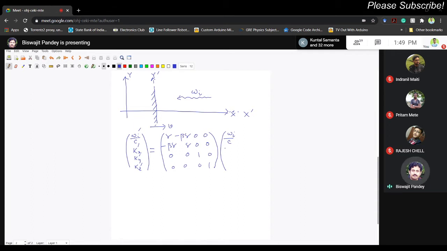What is kx? Here I have written kx prime, ky prime, kz prime. What is ky prime? What is kz prime? Tell me these three quantities, kx prime, ky prime, kz prime. What is kx prime? This wave is coming from this direction and moving towards the minus x direction. So what is the kx component of the wave vector?